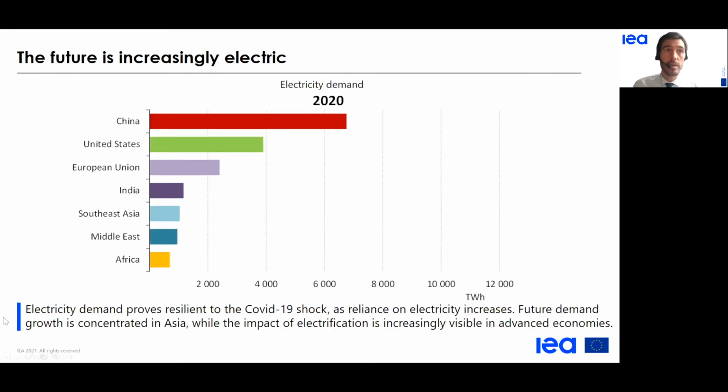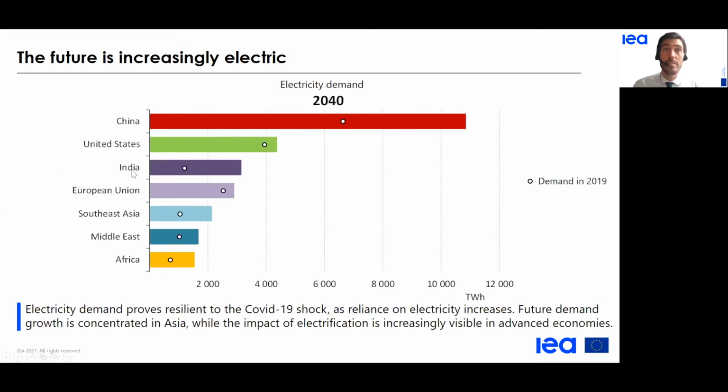If you look at regional dynamics, we expect electricity demand in China to double by 2040. And then we also expect India to be the fastest growing region, with a 5% rise per year in electricity demand over the coming 2 decades, which would mean that India would become the number 3 power system, overtaking the European Union. In Africa, we also expect a doubling of electricity demand by 2040.